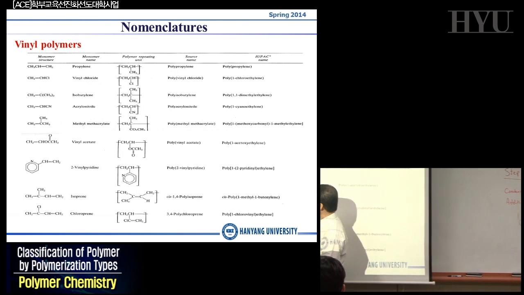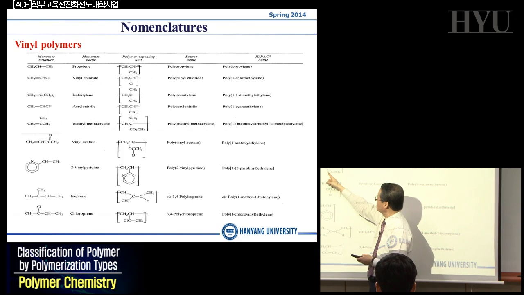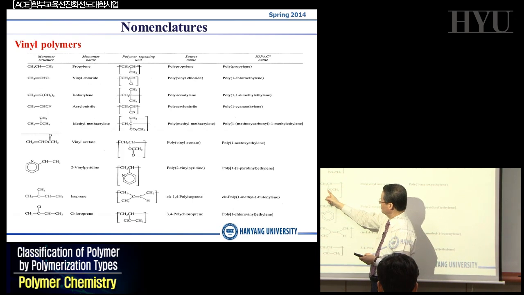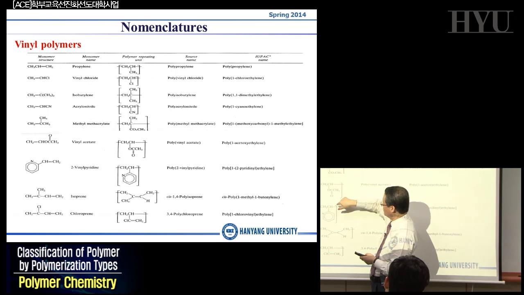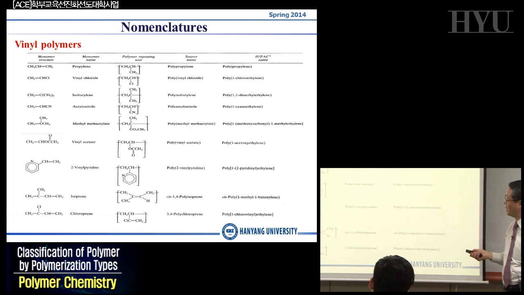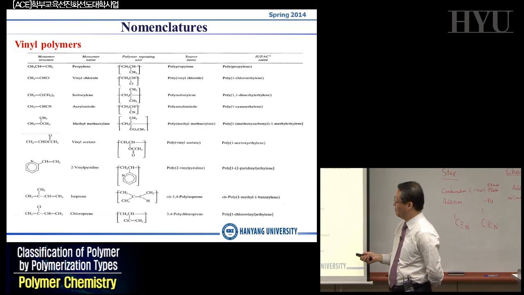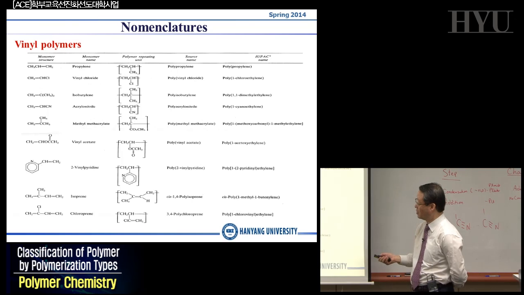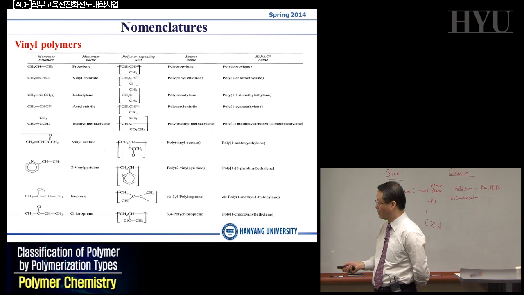Vinyl acetate is the one where you have a vinyl group over here, but the position of COO is a little different. In this case it is OCO, and that is the difference. You start from vinyl alcohol, and you esterify with acetic acid. So this is called vinyl acetate. Vinyl pyridine is water soluble. Isoprene is a natural rubber, and chloroprene is a synthetic rubber as well.